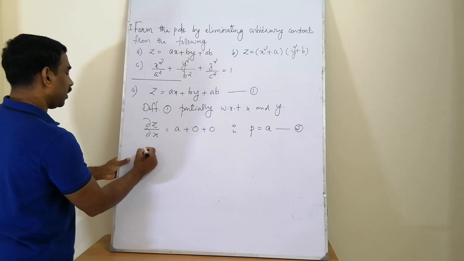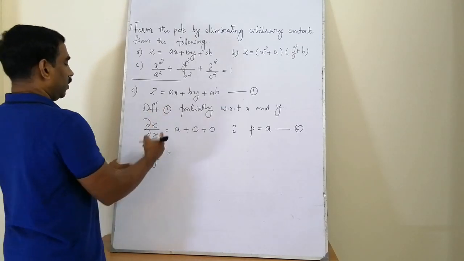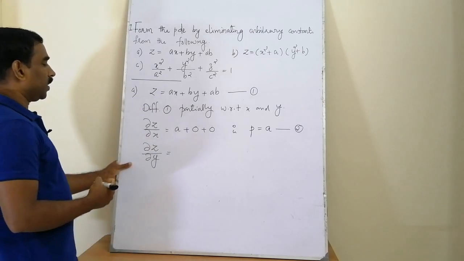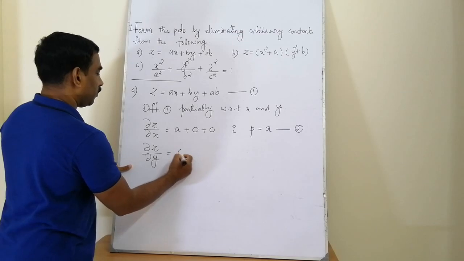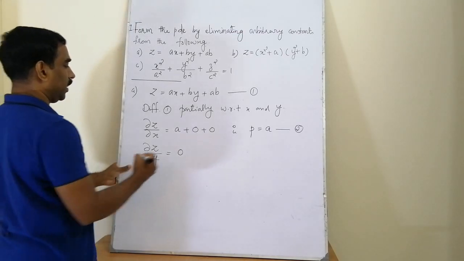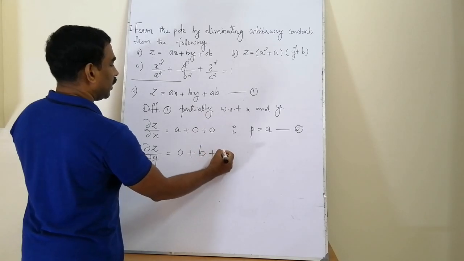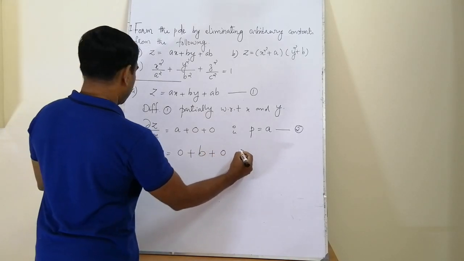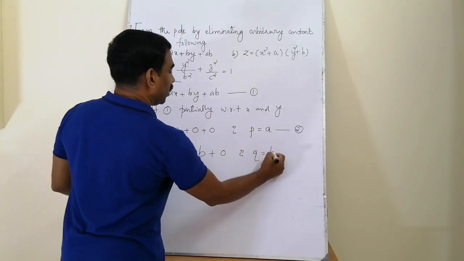Similarly we have another partial derivative, dou z by dou y, which is the partial derivative of equation number 1 with respect to y. What is the first term's derivative? The first term is independent of y, so the derivative is 0, and the second term gives b, and the third term is 0. Or we can write the notation for dou z by dou y as q, q is equal to b, equation number 3.